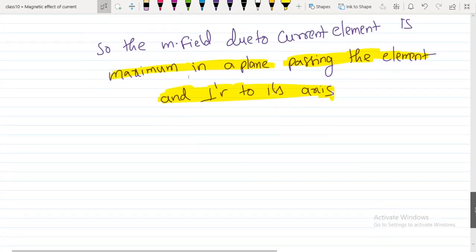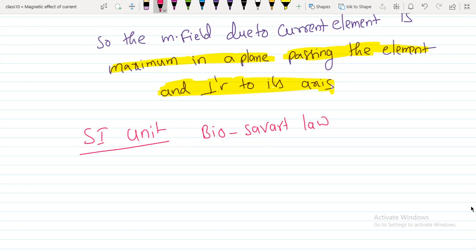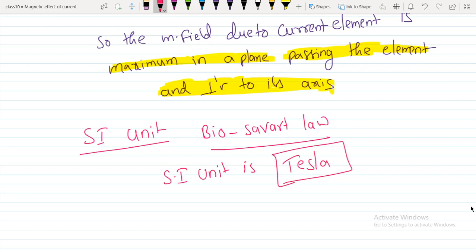And let us try to find the SI unit of the magnetic field from Biot-Savart's law. From this we can get that the SI unit of magnetic field is Tesla. This we call Tesla. The name came from Nikola Tesla, because he was a pioneer in relating electricity and magnetism.